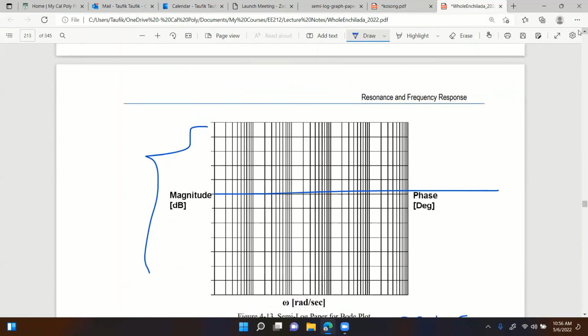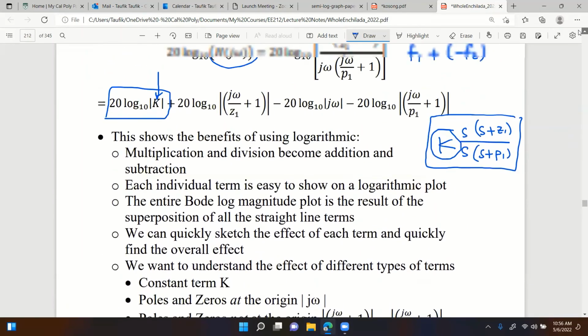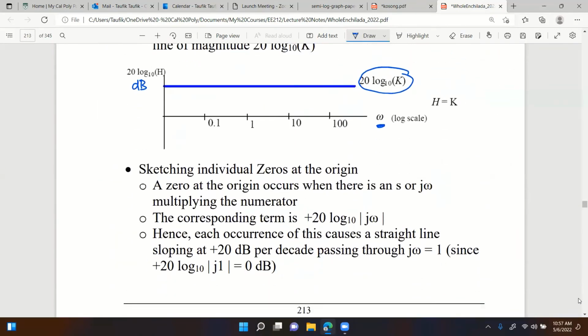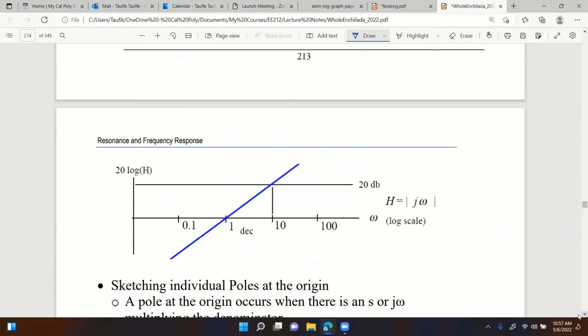So the very first part, we're done with this, right? We're done with this first part. Now I know how to draw this part of the transfer function. That's just going to be a flat line, right? Now, what about this part first? The pole at the origin. How do we draw that? Well, let's take a look right here.